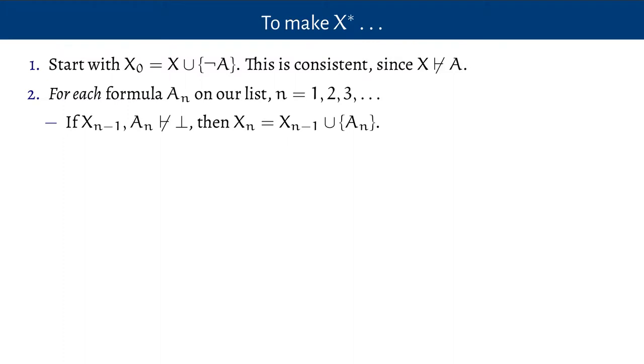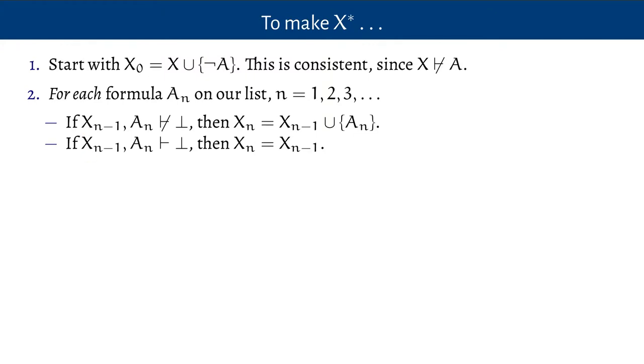For each formula on the list, AN, we add it to the set that we've constructed so far in the previous step, call that XN minus 1. If the result can't prove a contradiction yet, then we add this formula AN to my set. On the other hand, if when I add the formula AN to my set, I get a contradiction, then I don't add it. So for my first formula A1, I start with X0 and I check A1. Does it allow me to prove a contradiction? Well, if I can prove a contradiction, I stay with X0. On the other hand, if I can't prove a contradiction from A1 and X0, then X1 is X0 together with A1. And then I do this at the next stage, considering A2 and A3 and A4.